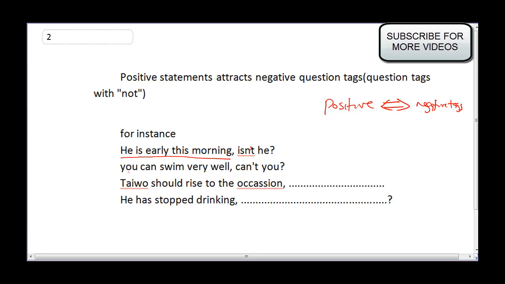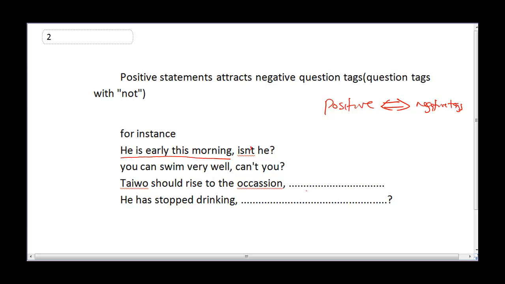The second one says, you can swim very well. You can see it's a positive statement. There is no no in the statement. There is no not. There is no never. You can swim very well, that's a positive statement. Therefore, we look for what? A negative tag. Therefore, you say: You can swim very well, can't you? Now, let's attempt the questions below.